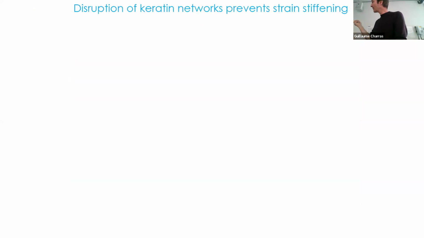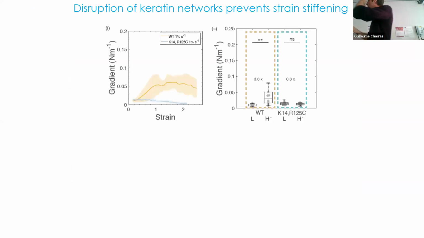And so you remember that I opened this whole parenthesis because of strain stiffening. If we now look at our tangent modulus again, and we look at strain stiffening in the tissues, you can see that in the wild-type tissues, we've got this clear transition to a higher tangent modulus at high strain, but in the keratin 14 tissues, we just cannot see that. We've no longer got any strain stiffening.